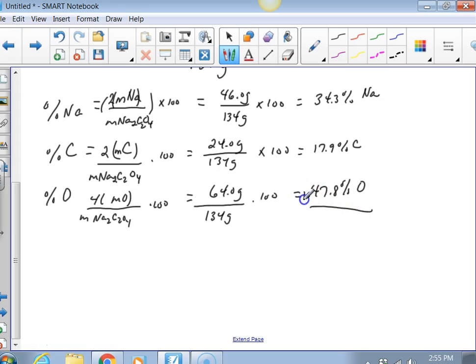To check our answer, we add the percentages together. This comes to 100%. And all of your answers, when you add the percentages, if it's the entire compound, should add to very, very close to 100. And there may be a slight difference due to rounding at the individual percentages.